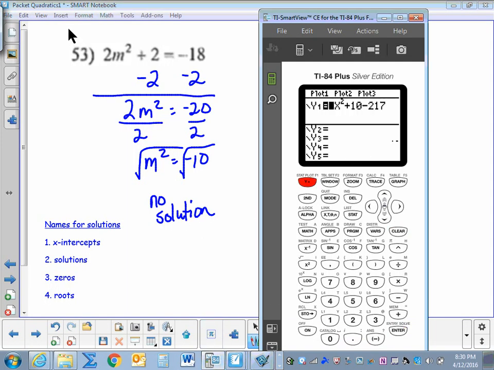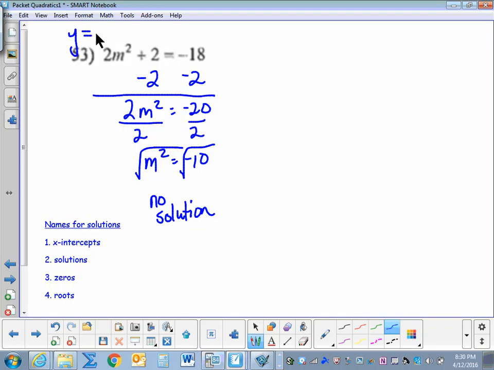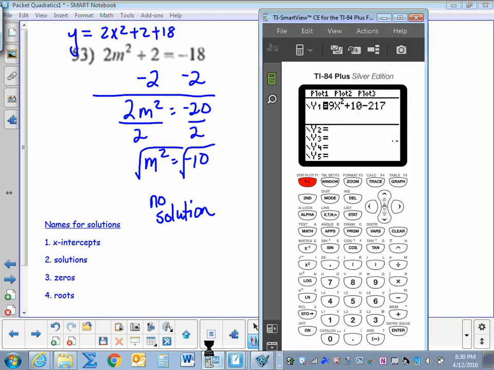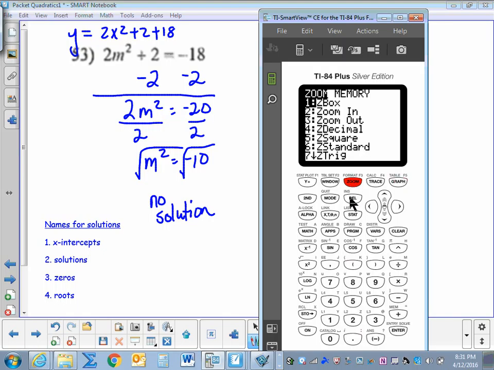So again, if we're going to jump the gun, y equals 2x squared plus 2 plus 18. You can just put plus 20 in if you want. And we're going to graph. And I don't see anything, so let's zoom out. So hit zoom, the middle button, and zoom out, so number 3, and make sure you hit enter. And there it is.